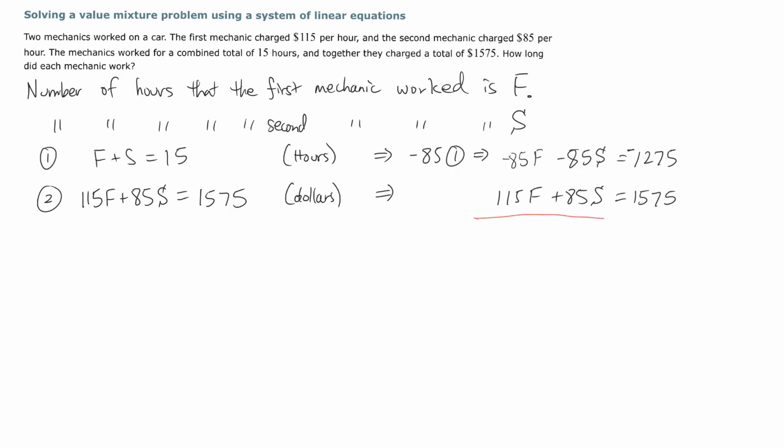Now we're going to apply the addition method. Go ahead and add here. And what do we have? We have 30 F's, 0 S's. And then we have 300. Whoa. 30 is not 0, so we can divide the equation by 30. And F is equal to 10. How long did each mechanic work? We also need this S. Well, S has to be 5. It's pretty clear by equation 1. Go back and look at equation 1, and you get S.